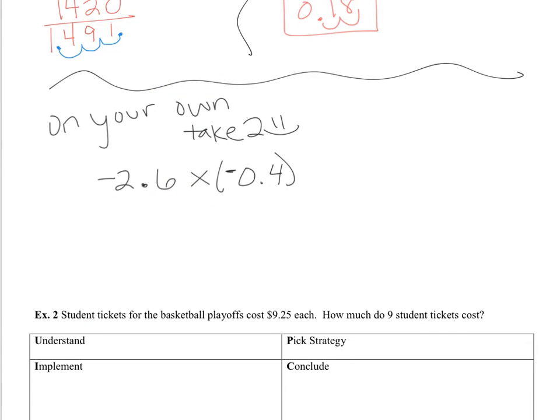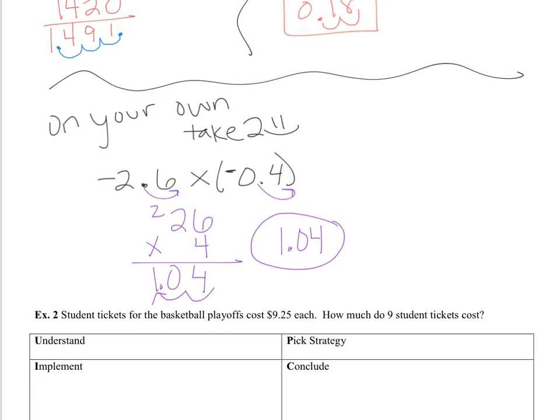This is on your own, take 2. Now I have a negative 2 and 6/10 times negative 4/10. Go ahead and try this one on your own and see how you do. Here's what my workspace ended up looking like. I had 2 place values in my factors, therefore I had to move it 2 place values in my product.